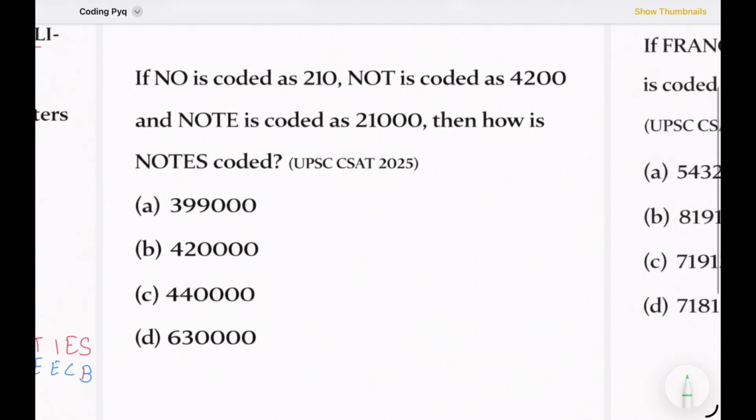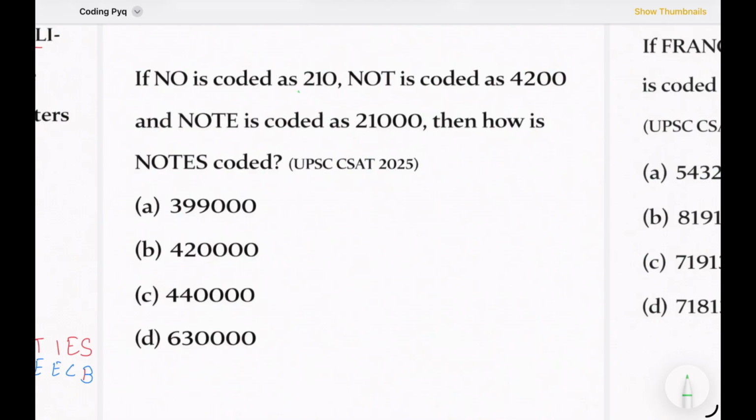Next, in the 2025 examination, we have a question. If "no" is coded as 210, and "not" is coded as 4200, and "note" is coded as 21,000, we have to find out how "notes" is coded.